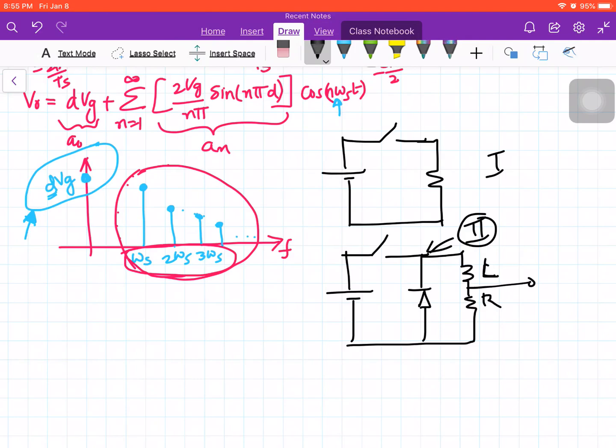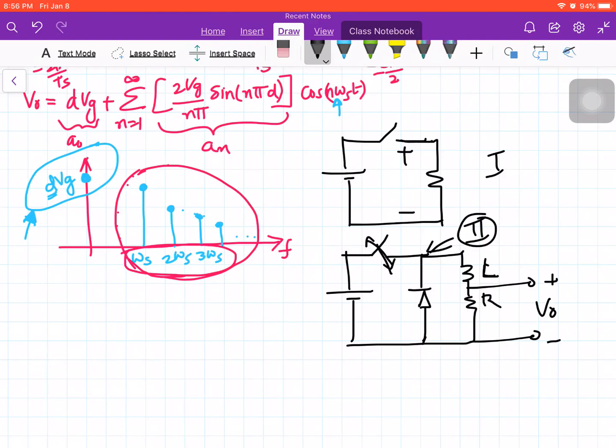This is the voltage in which we are interested. That means we want to control this voltage by switching the control switch. So let me first tell you how this circuit operates. It's very simple. When you turn on the switch, the current flows. When you turn off, the current freewheels. So it is very similar to the previous example of a simple resistance.